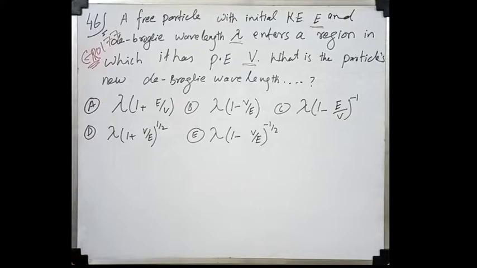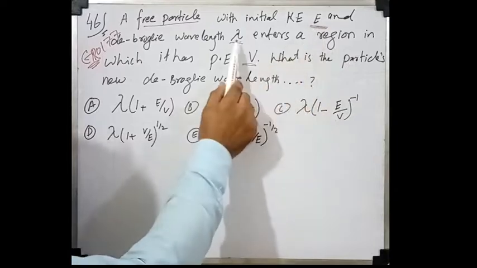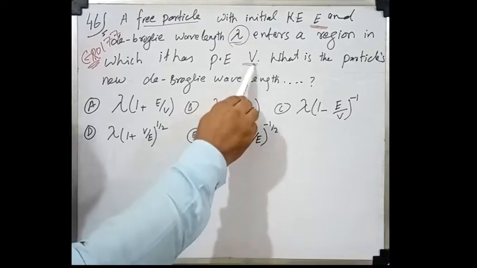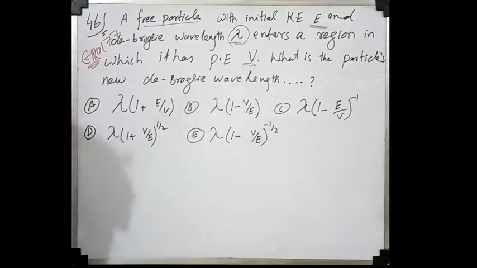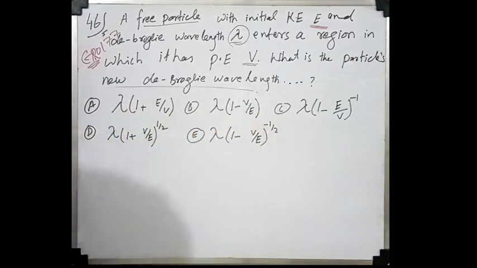We have a free particle. A free particle means there is no potential, so the total energy is kinetic energy, which is E, and the wavelength of this particle is lambda. If this particle then enters a region where there is a potential V, the wavelength will change. So we have to calculate the new wavelength.